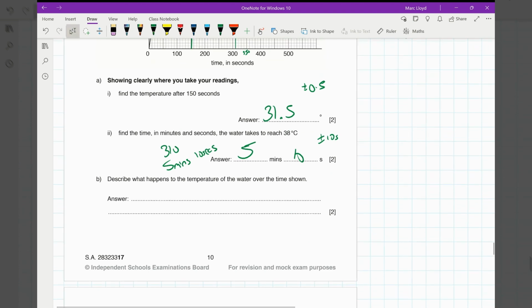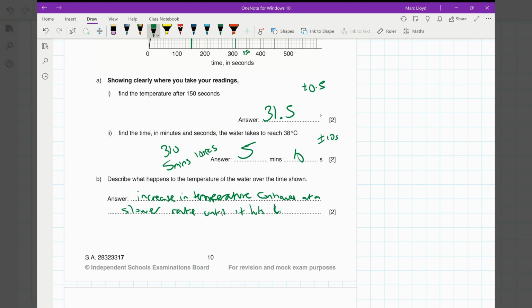Okay, what am I doing now? Describe what happens to the temperature of the water over time shown. So the increase in temperature continues at a slower rate until it hits 40 degrees Celsius, where it then remains constant.